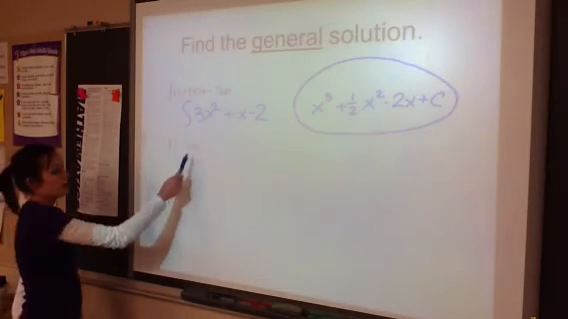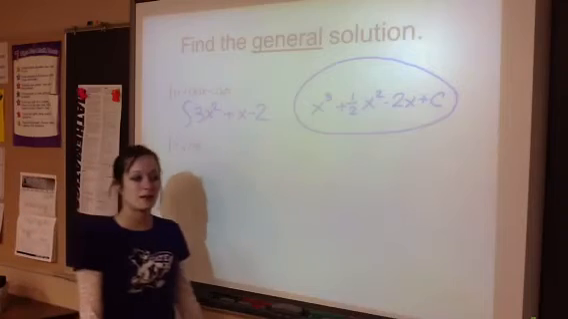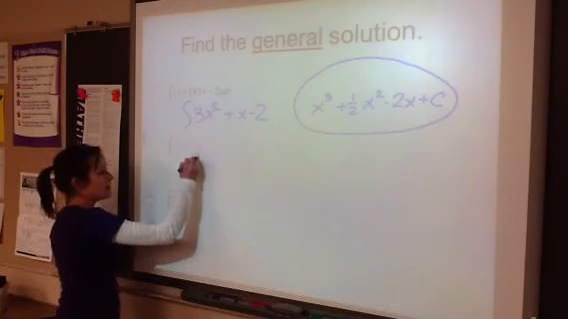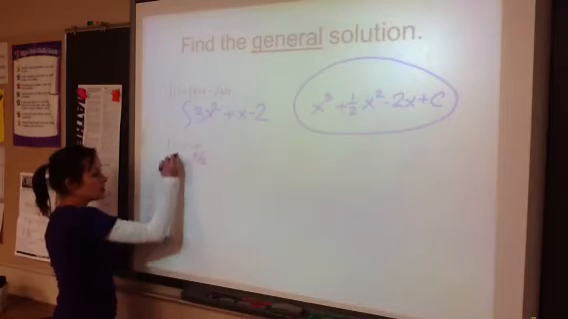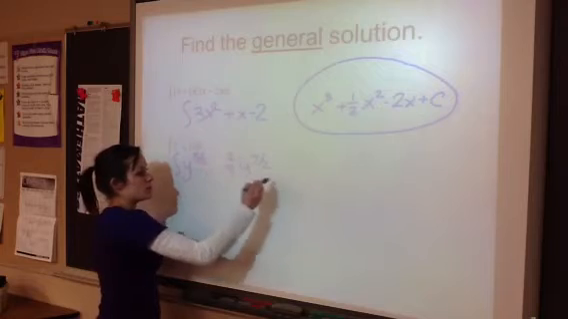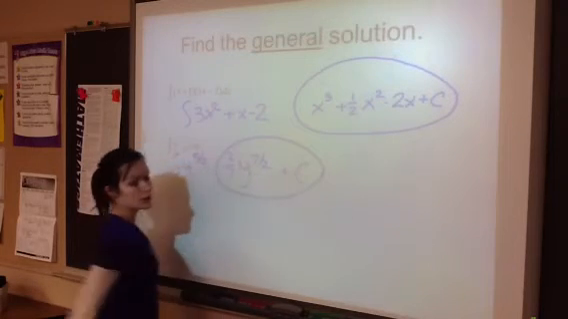Here we got y squared times y to the 1/2. Guess what? We don't have a product rule. Multiply it out. You get y to the 5/2. So we add 1, we get to the 7/2. Multiply by its reciprocal, add c, and you're done.